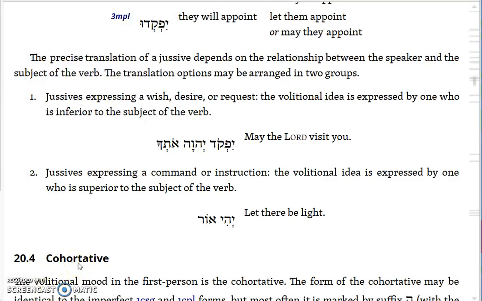On the other hand, jussives can almost express a command or instruction, and the volitional idea is expressed by one who is superior to the subject of the verb. So Yehi or, when God says in Genesis 1, let there be light, it's not just a wish, may there be light, I wish there were light, but it's almost the effect of a command, let there be light. But both are jussives in meaning.